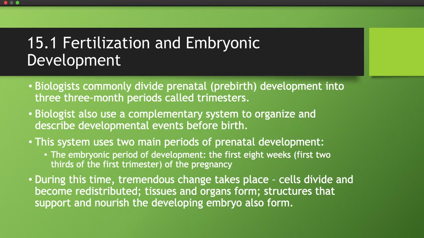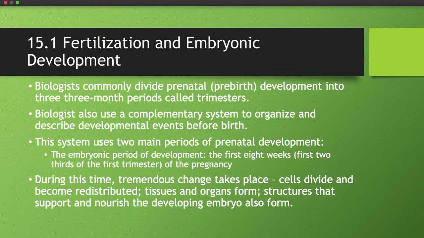So this is the 15.1 video. This is talking about fertilization and embryonic development. It says biologists commonly divide prenatal or pre-birth development into three 3-month periods called trimesters. So in total, you're pregnant for 9 months, and every 3 months is a different trimester.